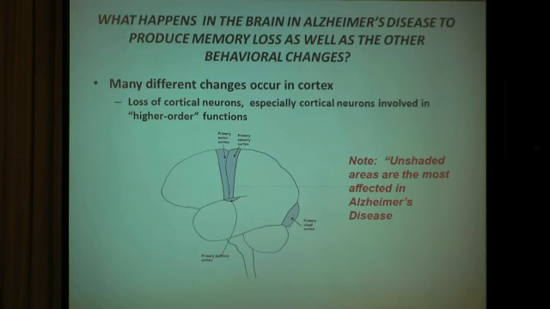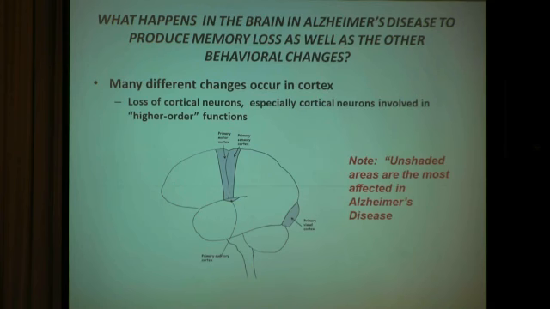Memory loss. Okay? What did I tell you in lecture number 1 or something? You have primary areas. Primary motor cortex, you initiate a motor movement. Primary somatosensory, you feel something. Primary visual, the first area to process visual information. Everybody with me? You remember that, right? Okay. In Alzheimer's, it's everything else that dies.